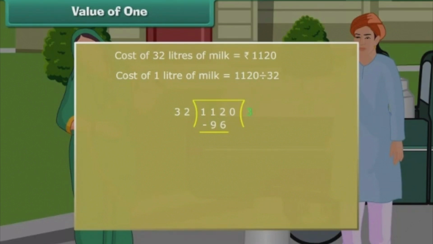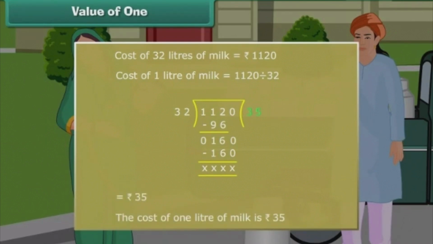Subtract and write the difference 16 below. Bring 0 down. The new number formed is 160. It holds 5 times 32, that is 160 exactly. Write 5 to the right of 3 and 160 beneath 160. Subtract. As the difference is 0, write X to mark the end of the division operation. Therefore, the cost of 1 liter of milk is 35 rupees.